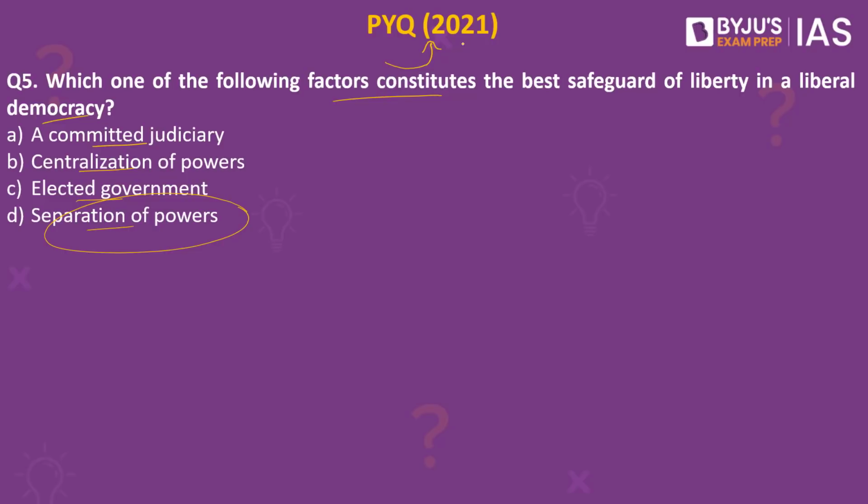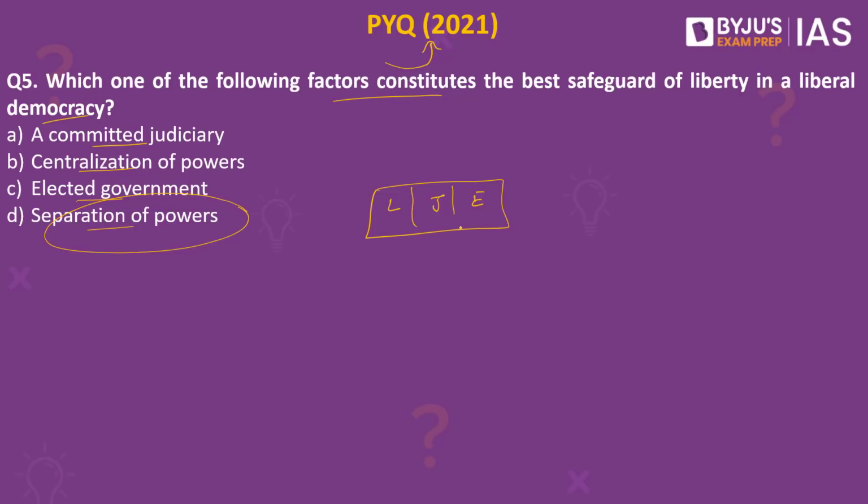What do we understand by separation of powers? Separation of powers basically means that we have the legislature, judiciary and the executive, each keeping a check on one another. There are checks and balances between the legislature, judiciary and executive so that one does not overtake, one does not capture power when it comes to the system.